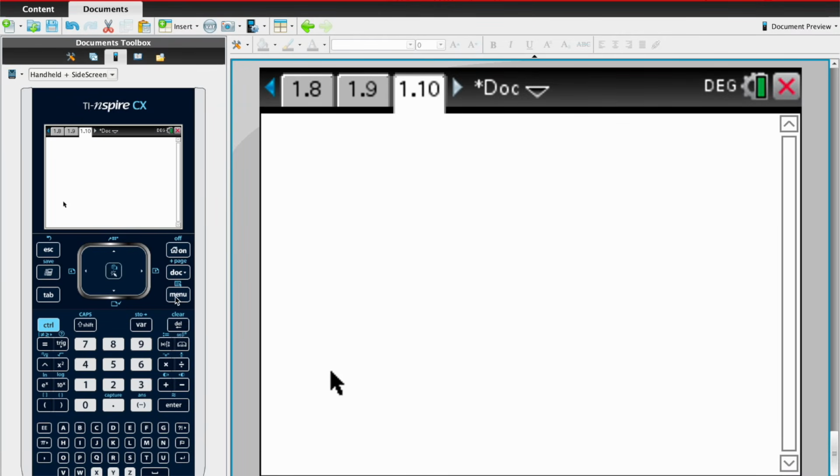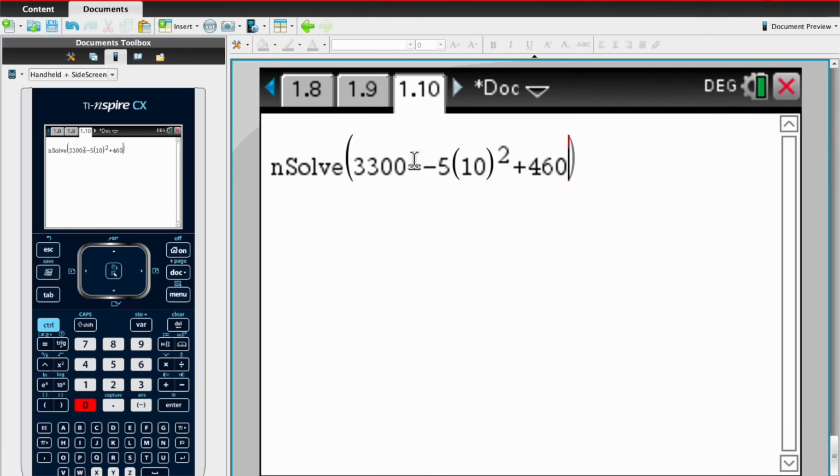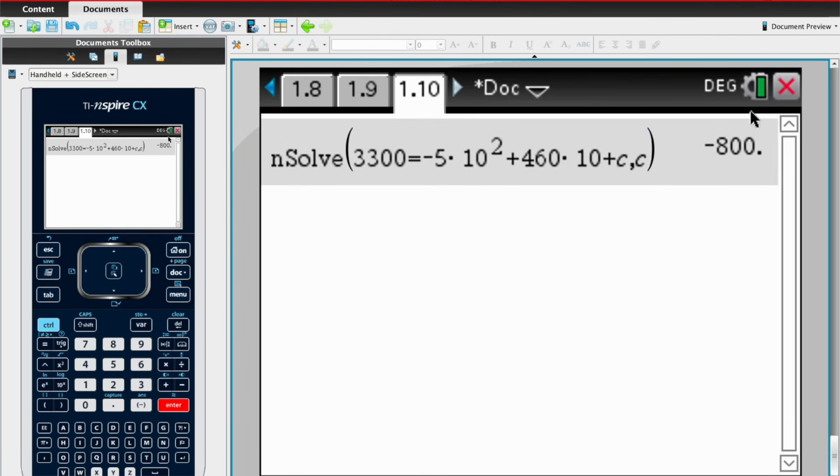So 3,300 equals negative 5 times 10 squared plus 460 times 10 plus c, and then we'll ask the calculator to solve for c. Just make sure this is all correct. This looks good. Okay. So the value of this constant is negative 800. c is equal to negative 800.